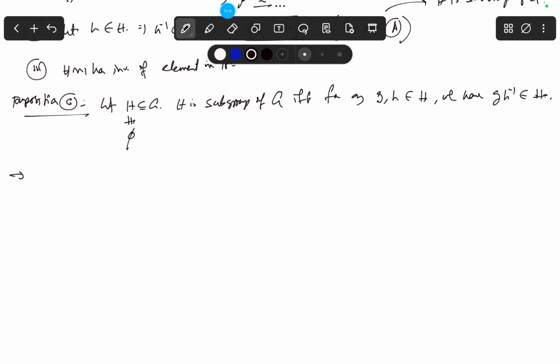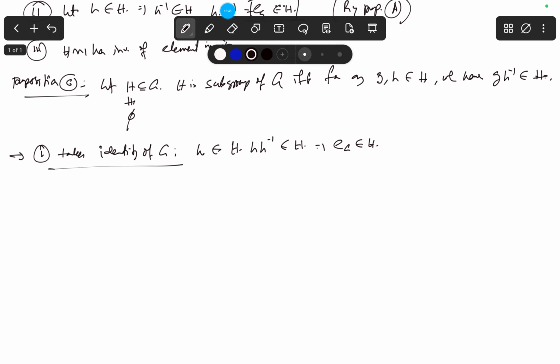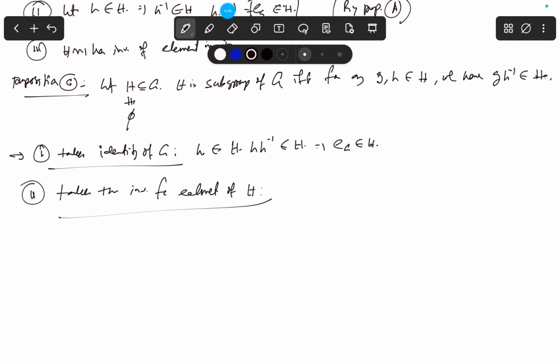Okay. So now first of all we need to check that it contains the identity of G. So let us consider h belonging to capital H. So of course h times h inverse must belong to H. That means the identity element of G must be in H. Secondly, it takes the inverse for each element of H. So let small h be in capital H, and we have already got that it contains the identity element of G. So then e_G times h inverse, which is basically h inverse, should be there in H.